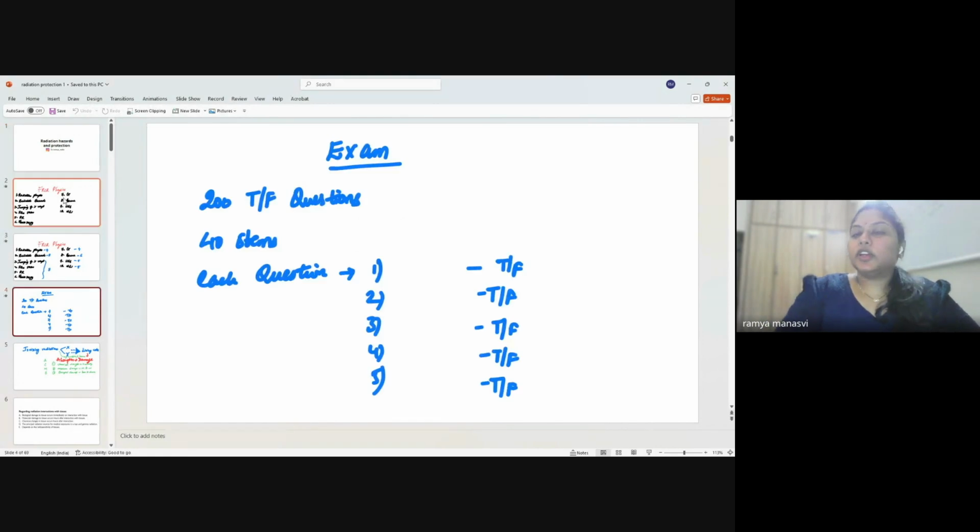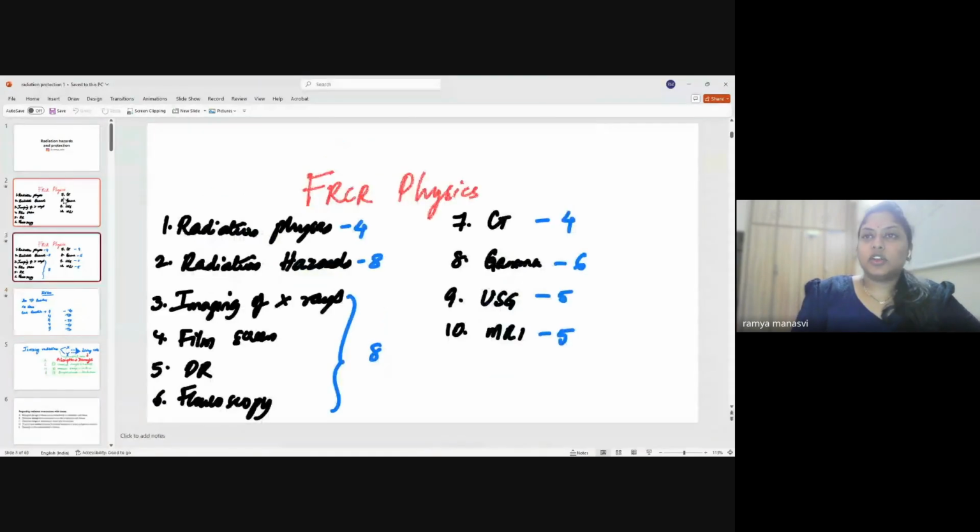So there will be 200 true or false questions. Of them are 40 stems. In each question, there will be 5 stems, which we have to choose true or false. These are the topics and the estimated number, give or take, of questions that will be there. So of the 200 true or false questions, that is 40 stems, 4 questions will be from radiation physics, 8 from radiation hazards, what we are dealing with today.